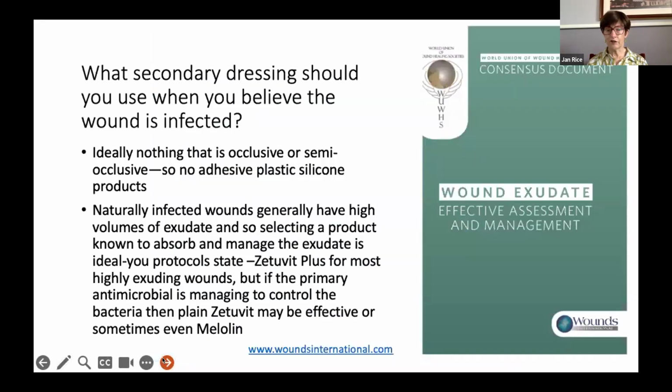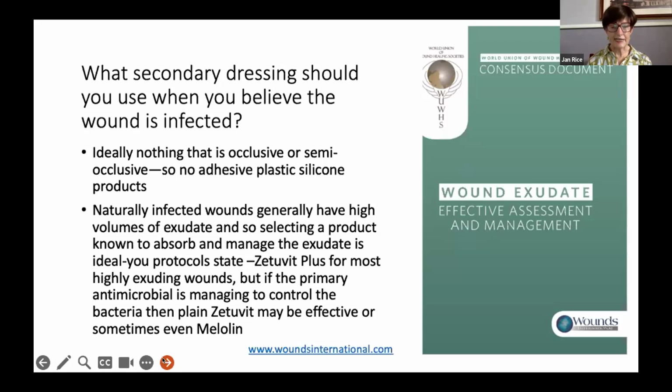Now, leading on from that, of course, you've got to then start to think about the exudate. And this is a brilliant document. It was redone some time ago. It's actually been put together by people from the World Union of Wound Healing Societies. When they launched this several years ago now, they actually had videos or webinars that we all attended. So you might find those still available or posted on the Wounds International website. But when you think a wound is infected, don't use an occlusive or semi-occlusive dressing.